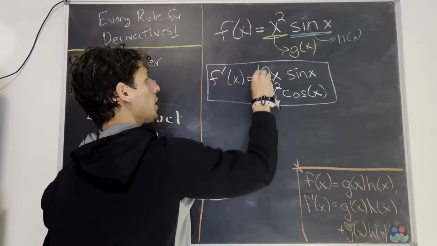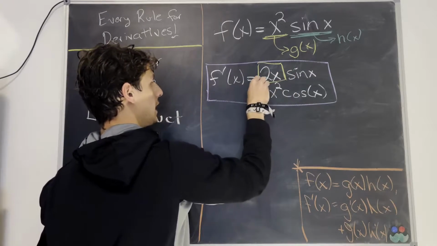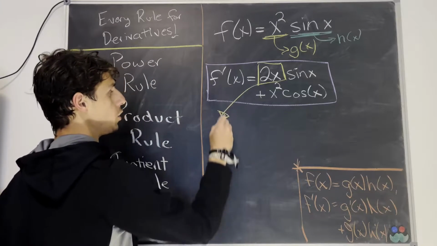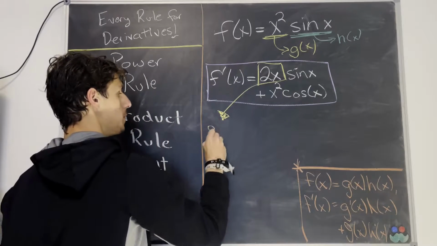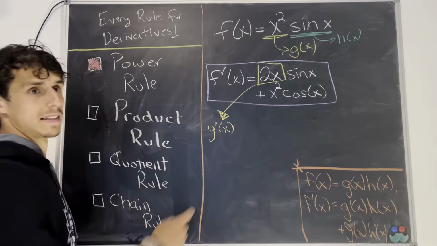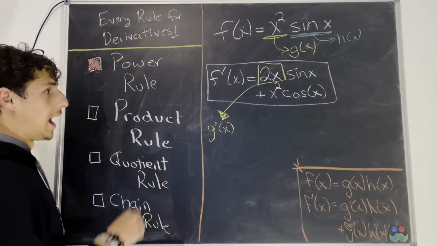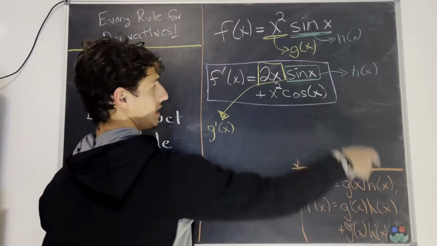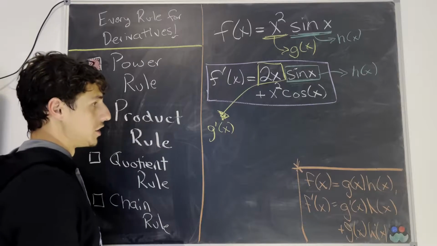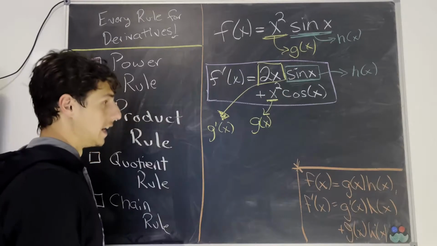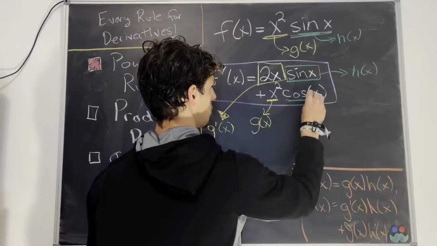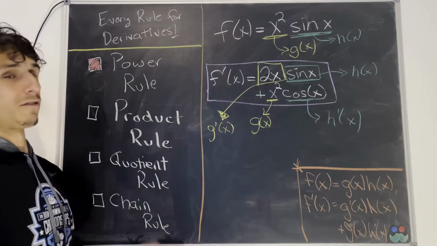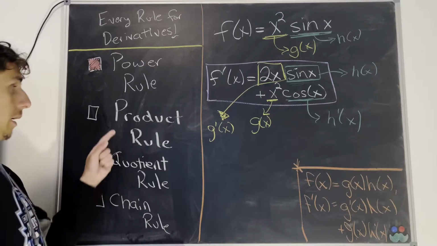And before we move on, I'm just going to box each term in a color and then outline which part of our rule this is. So this 2x right here is our g prime of x, because it's our derivative of x squared. And then sine of x is h of x. And these two are multiplied together. G prime of x and h of x are multiplied together. And then g of x is right here, and it's multiplied by h prime of x, which is cosine x. So I just wanted to point those out before we moved on, but this is our final derivative boxed in purple. Okay, so we're done with the product rule.